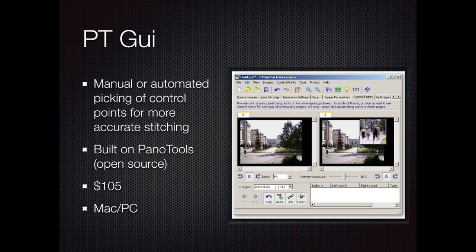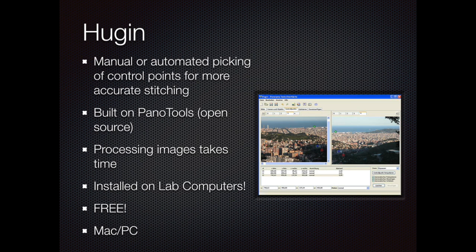It has very fine control, and I'll show you some examples in a different program, but it's kind of the same thing, where you can pick this point in this image is the same as this point in this image, and then it will custom warp the image so that they stitch together. It's pretty neat technology. Hugin is the free version of PTGUI.